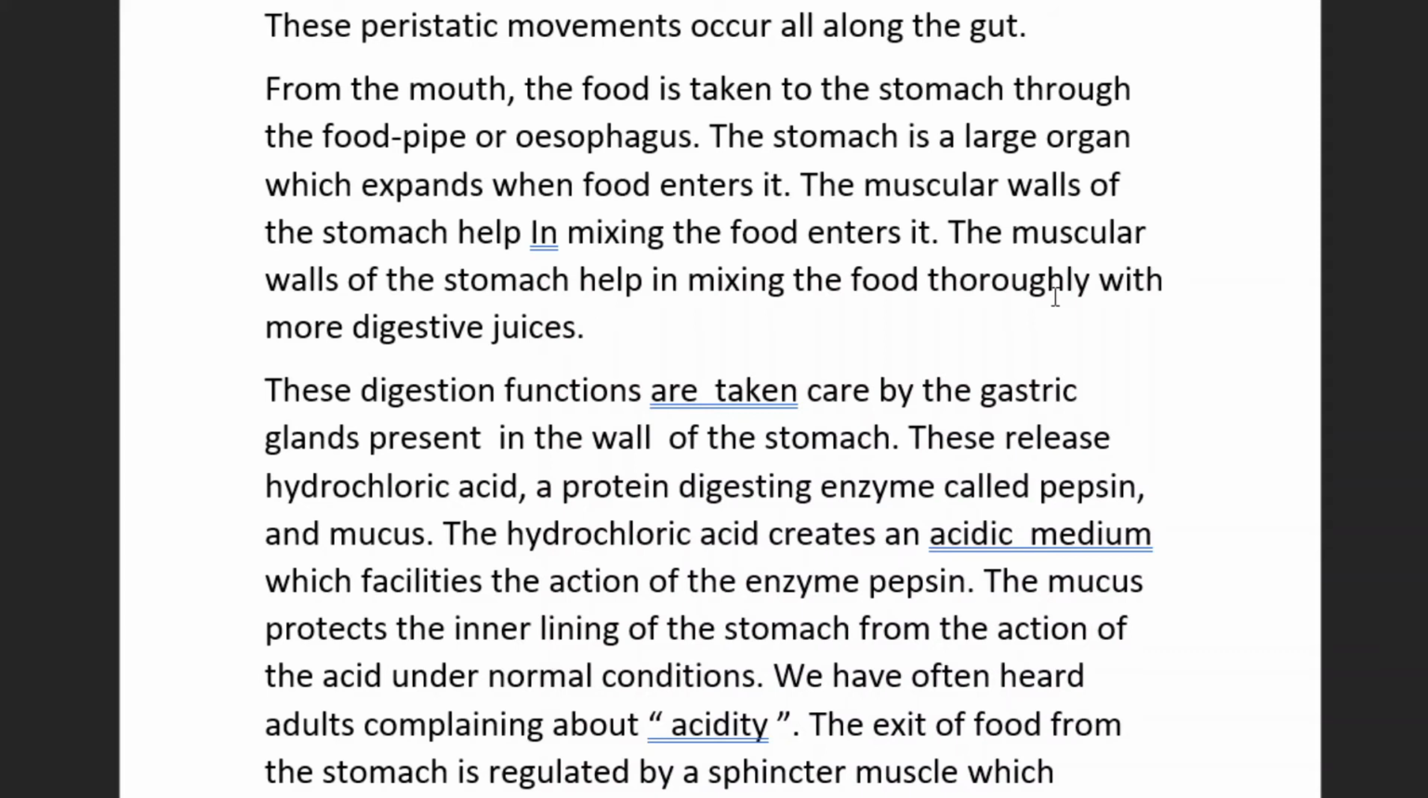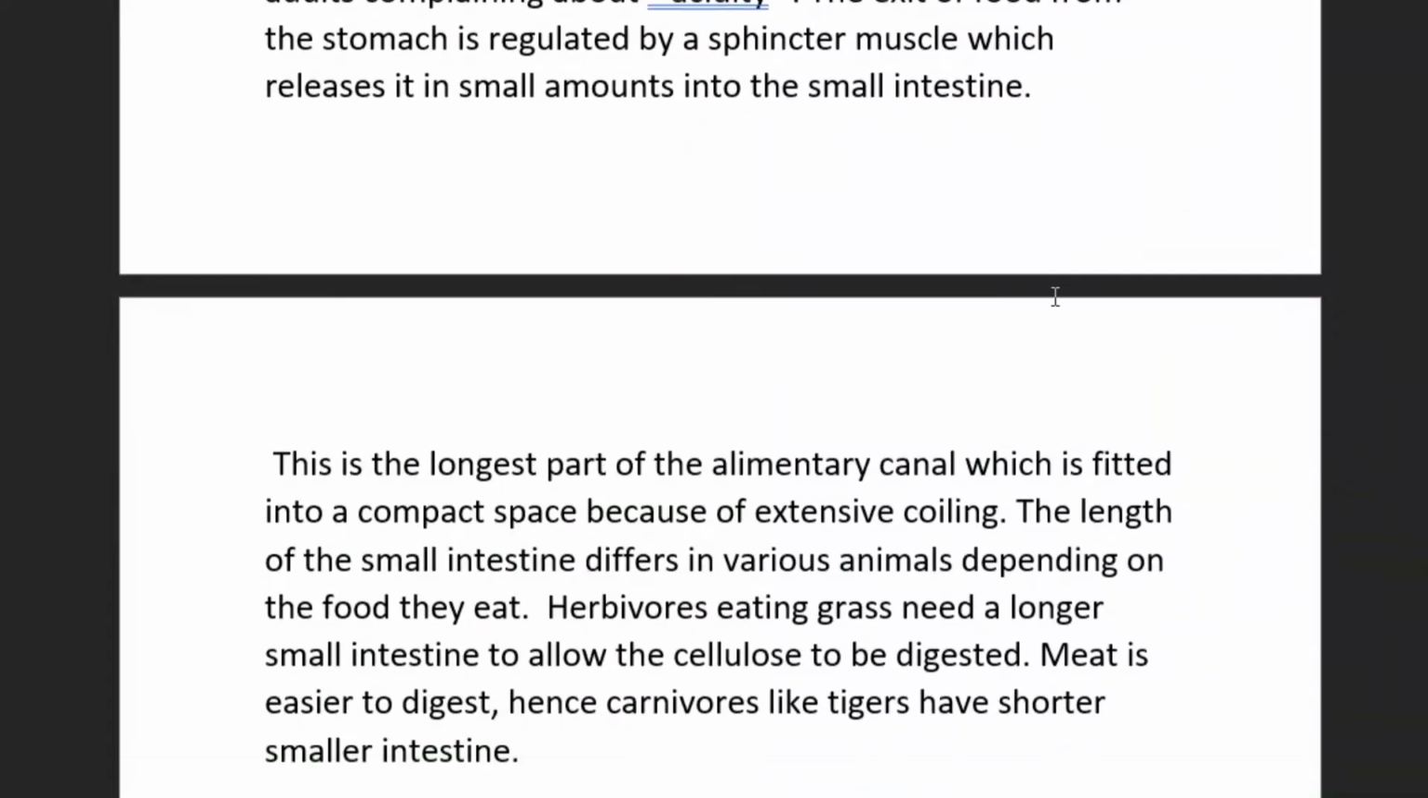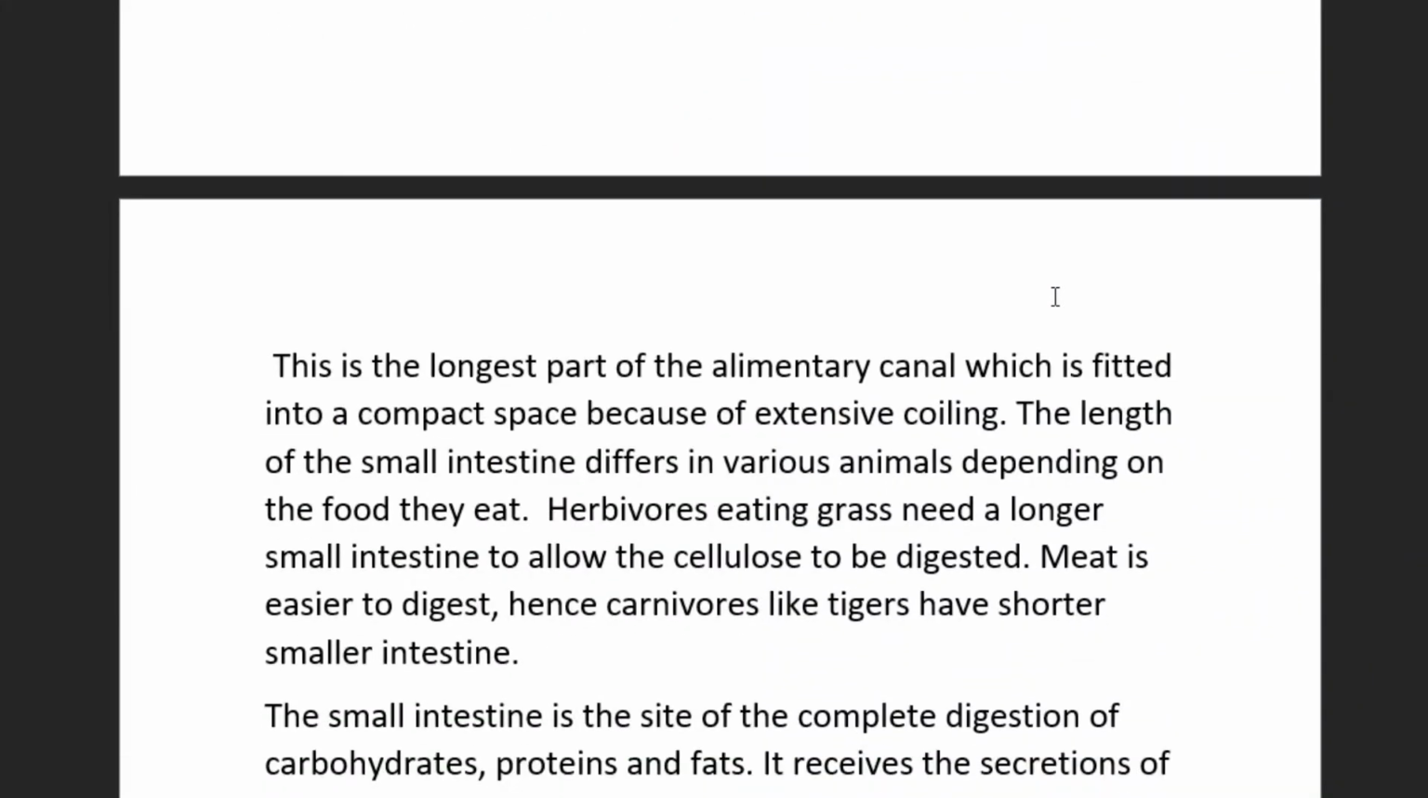The exit of the food from the stomach is regulated by sphincter muscles which release it in small amounts into the small intestine. And this is the longest part of the alimentary canal, which is fitted in a compact space because of extensive coiling. That means the digestive system will be in the form of a coiling tube. And the length of the small intestine differs in various animals depending on the food they eat.